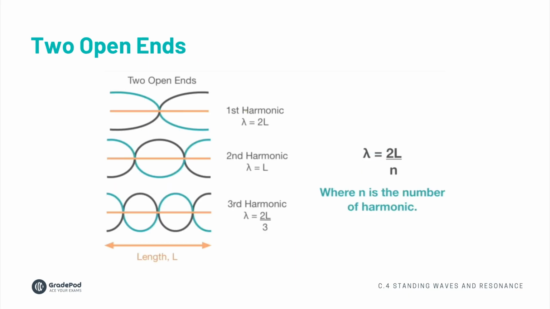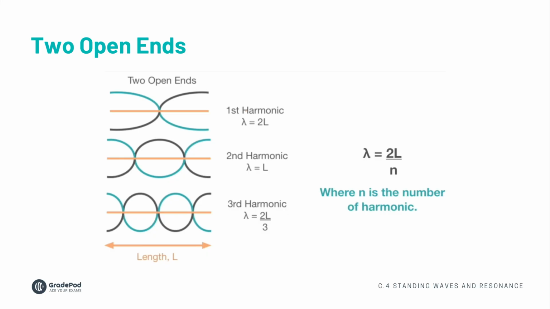The final situation we have is where we have two open ends of standing waves, an open end here and an open end here. Our first harmonic is half a wavelength. Our second harmonic is a whole wavelength, and our third harmonic is 1.5 wavelengths. So our relationship is lambda equals 2L over n, where n is the number of the harmonic, which is exactly the same formula as we had before with two fixed ends.